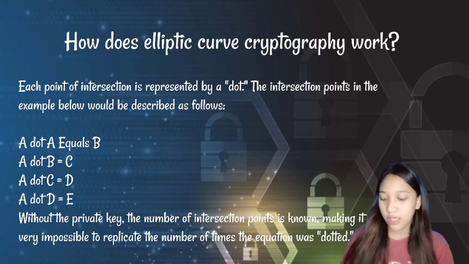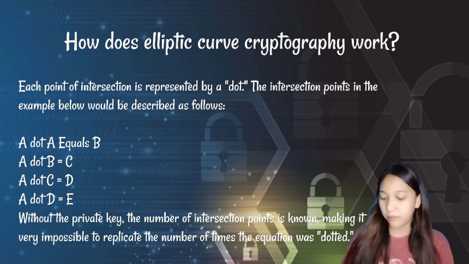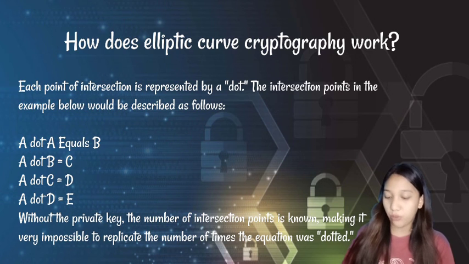As you can see, A dot A equals B, A dot B equals C, A dot C equals D, A dot D equals E. Without the private key, the number of intersection points is unknown, making it very difficult to replicate the number of times the equation was dotted.